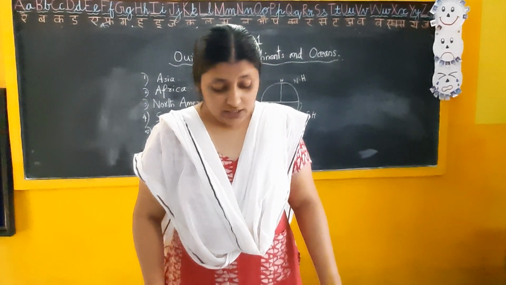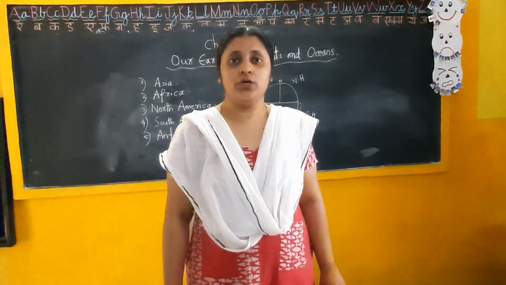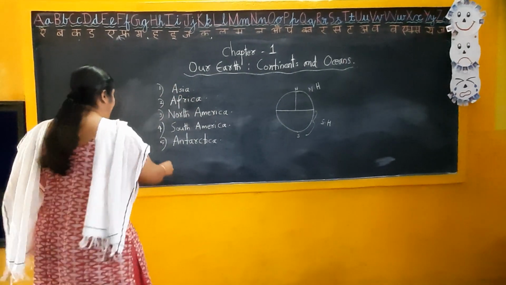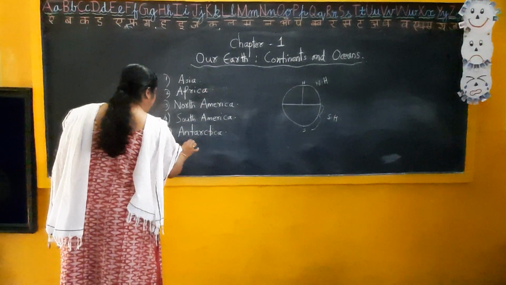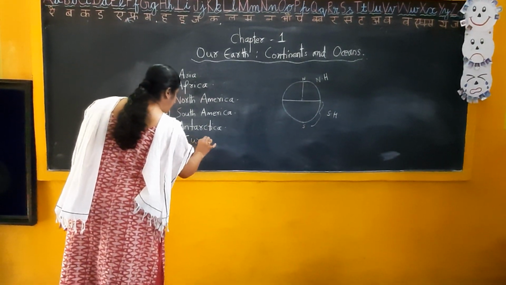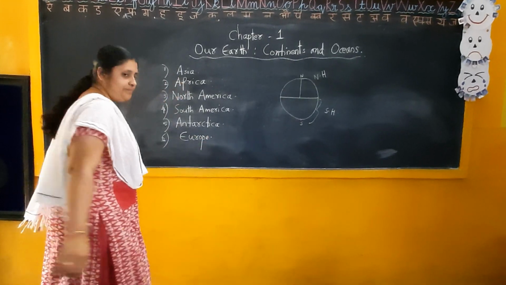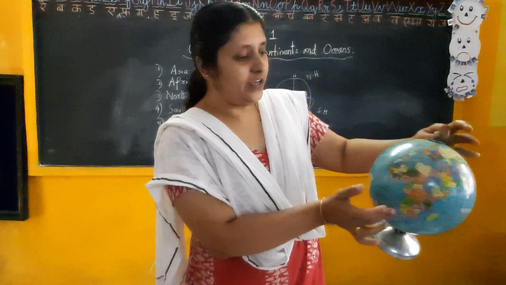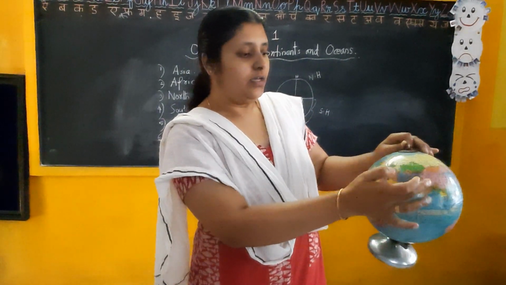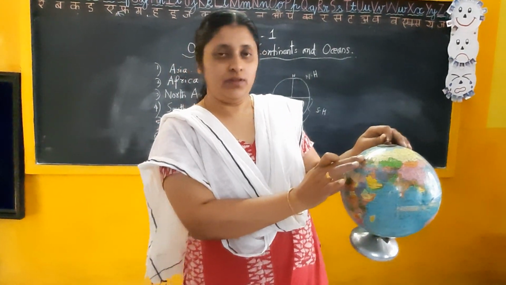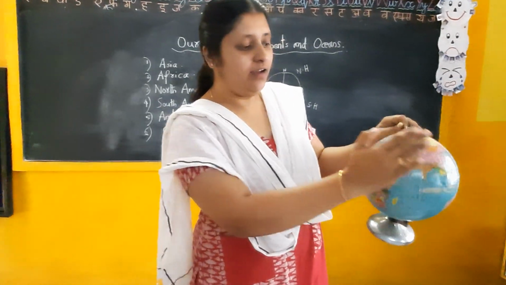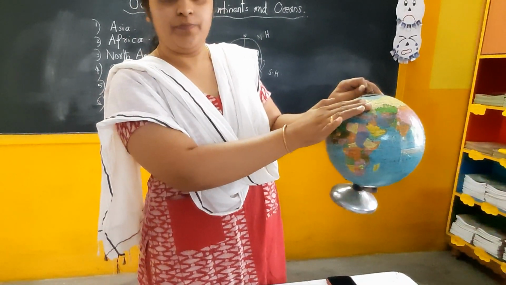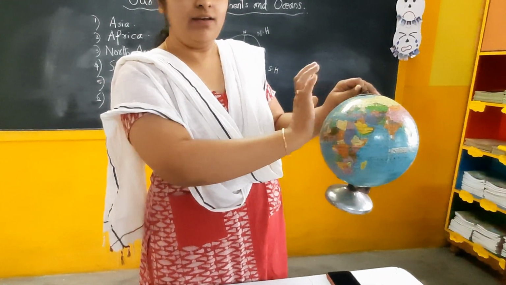So next one, the sixth one, Europe. Europe is the sixth largest continent in the world. And where is Europe? We can see it nearer to Asia. Here is Asia, here is Africa, and here is our Europe. Europe and Asia are neighbors.